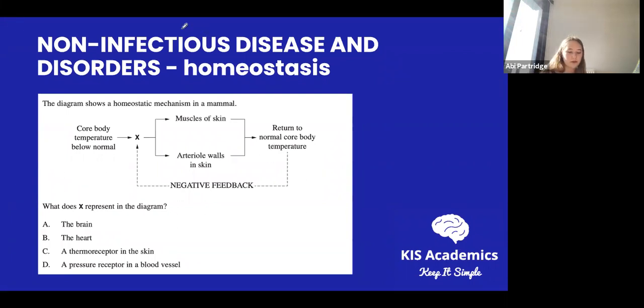Okay, I'm just gonna get into this one. It's relatively similar to the previous one. So most people answered A, which is the brain, so that's great. It's mostly just remembering that temperature is controlled by the hypothalamus, which is in the brain. That's pretty much all there is to this question.